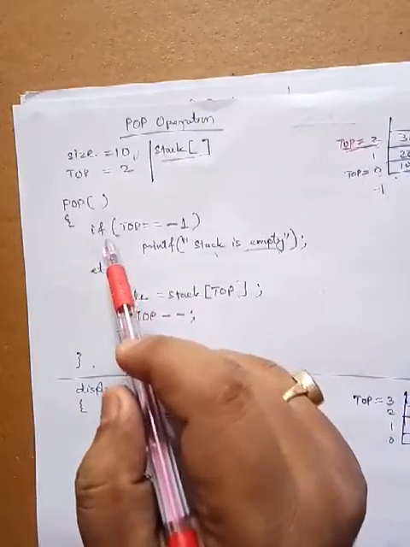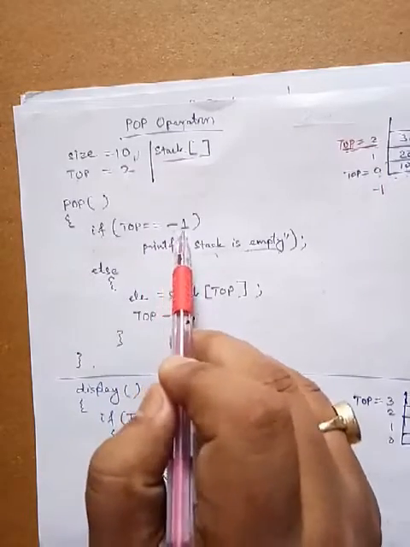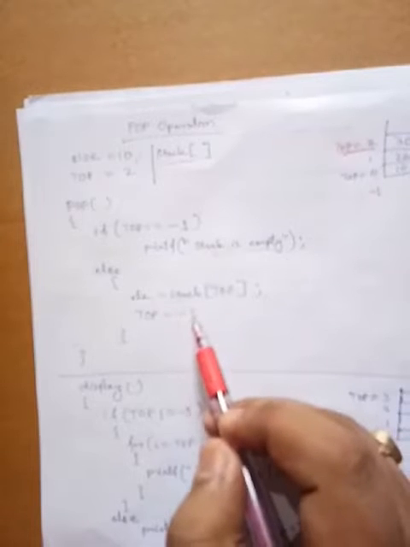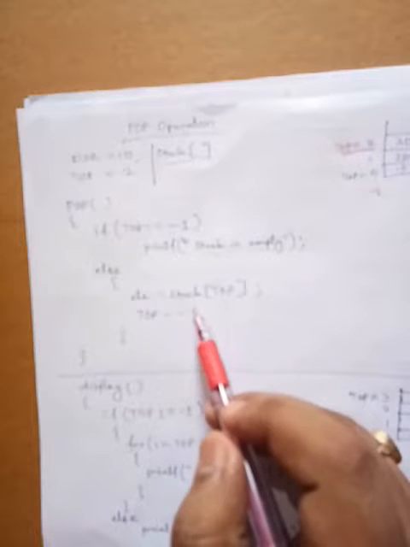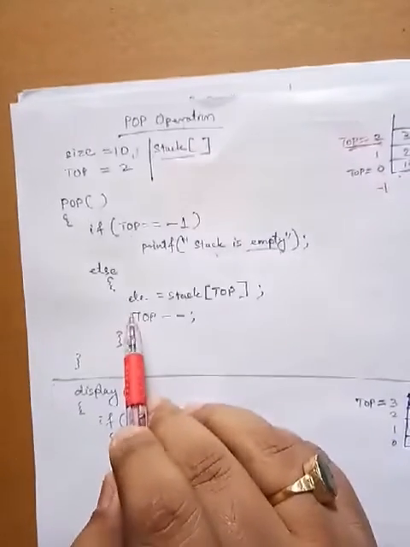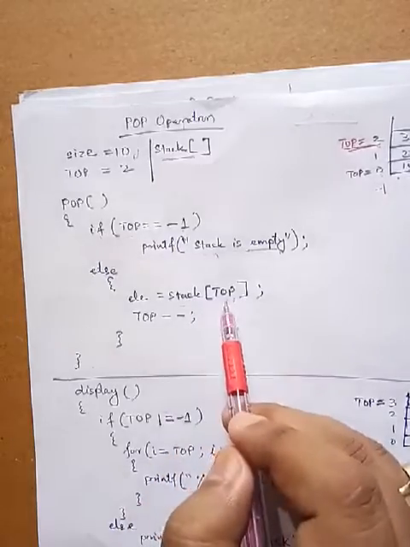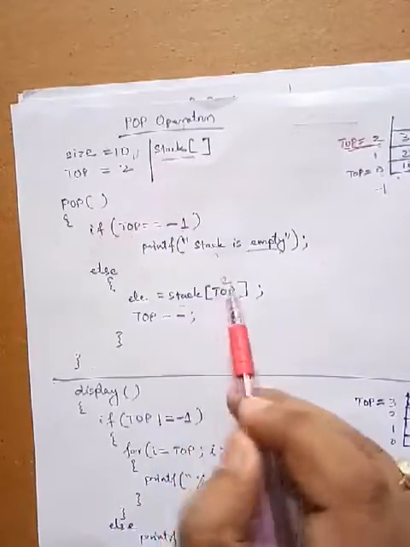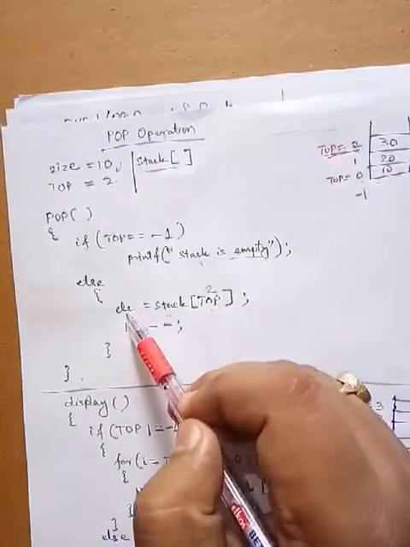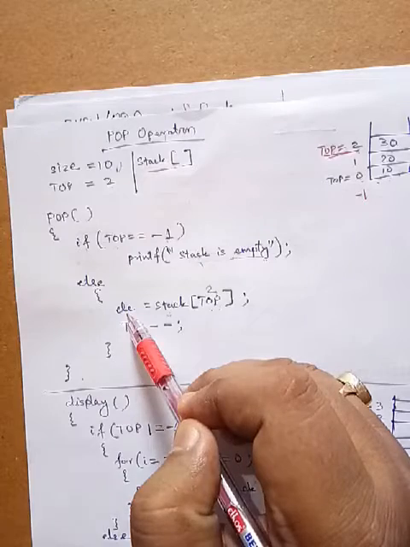If the stack is not empty, if top is other than minus 1, that may be 0, 1 or 2, then you can pop or delete the element. Now in the pop operation, stack of top, now top is how much? 2. So stack of 2 is how much? Stack of 2 is 30. 30 will be assigned to the element. That is the pop operation.